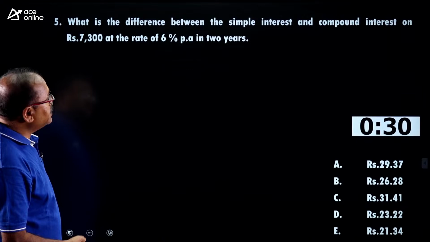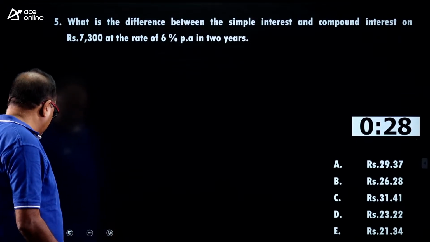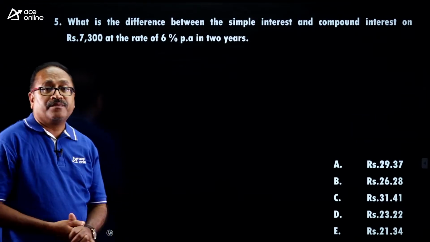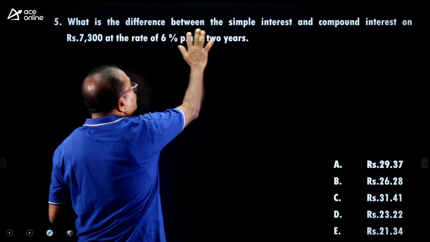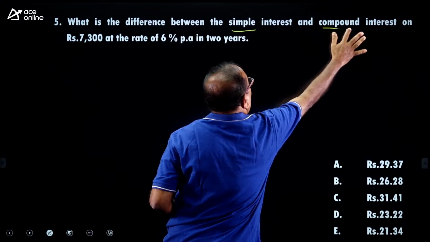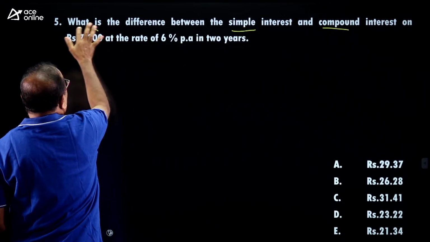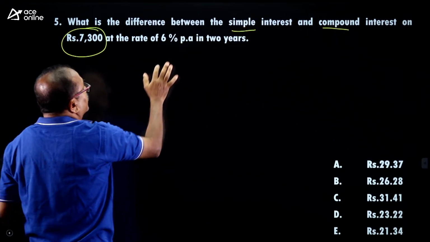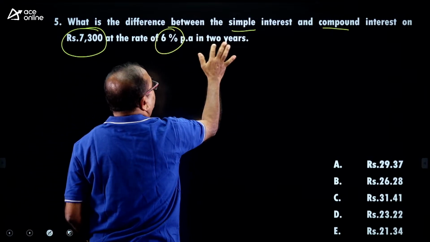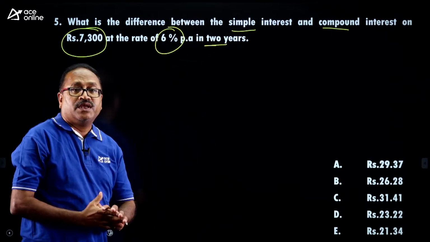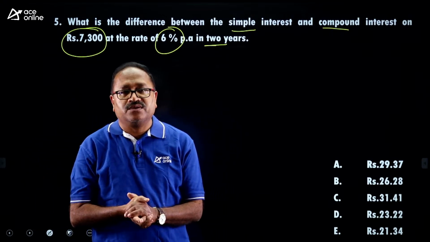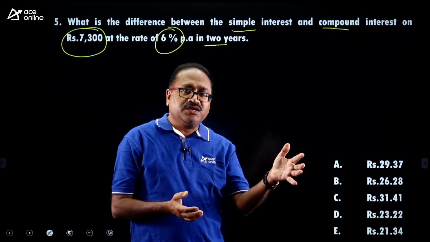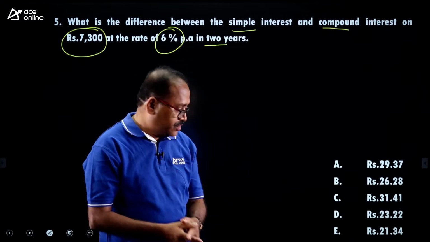And that is this. Okay, we'll see what is there in this question. What is the difference between simple interest and compound interest on rupees 7,300 at the rate of 6% per annum for 2 years? Whenever the difference is asked, there are two ways to answer the question. One is the percentage approach, the other one is the formula approach.